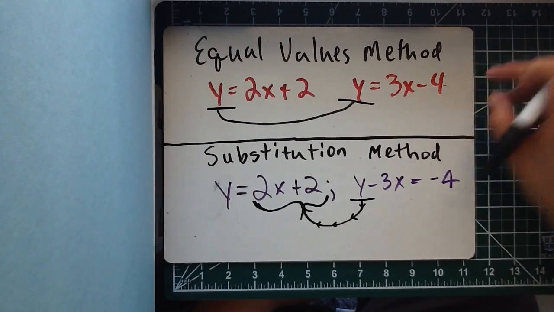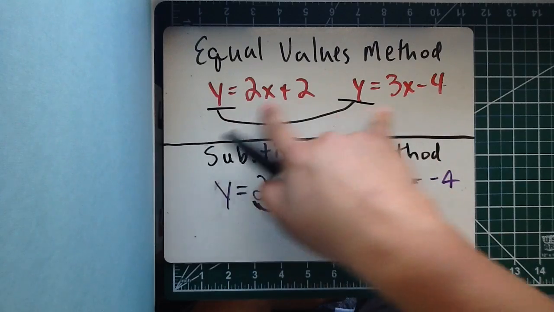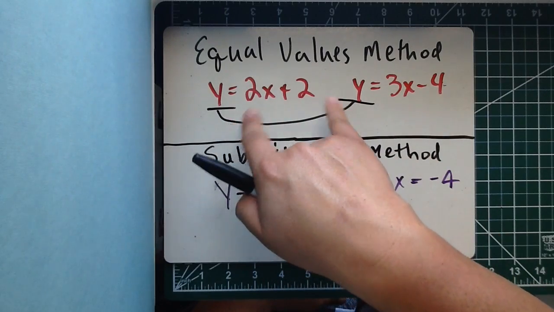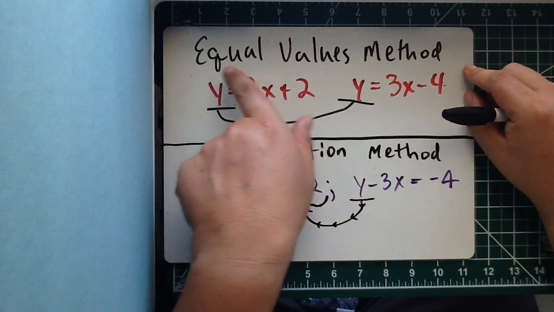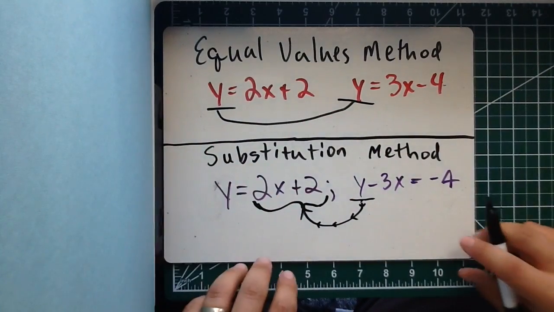So far what we've learned is that if I have a set of equations and they look like this, where they're equal to the same value, same variable, y, then I can use the equal values method and I set these two equal to each other.